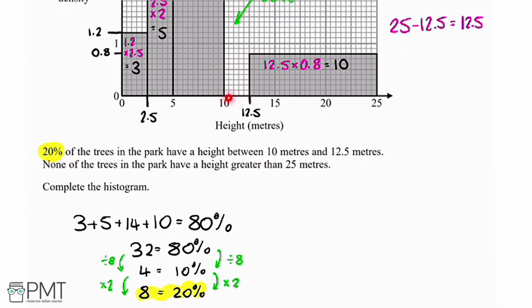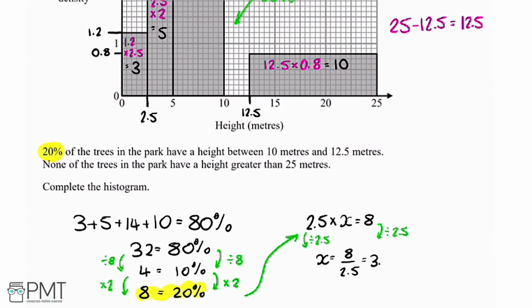We know along this part here is 2.5. So we're going to have 2.5 multiplied by, and what we don't know is where we're going to put our line on the frequency density. So it's 2.5 multiplied by some unknown x equals, and what we just worked out is 8 trees. So if we divide both sides by 2.5, we're given that x equals 8 divided by 2.5, which is 3.2. And since x here is our frequency density between 10 and 12.5 meters, we now know that's 3.2.